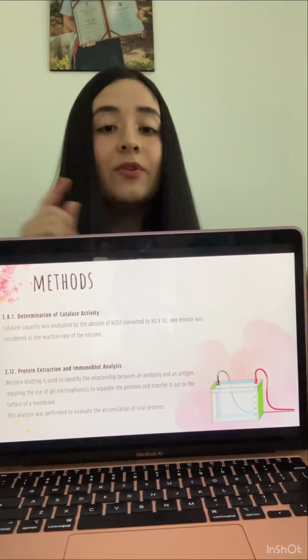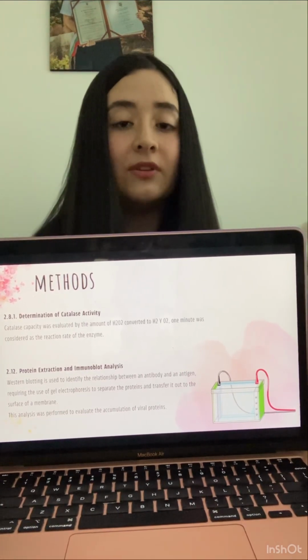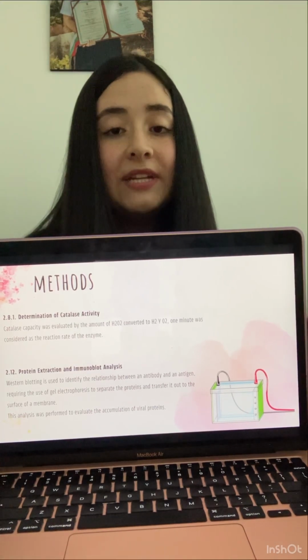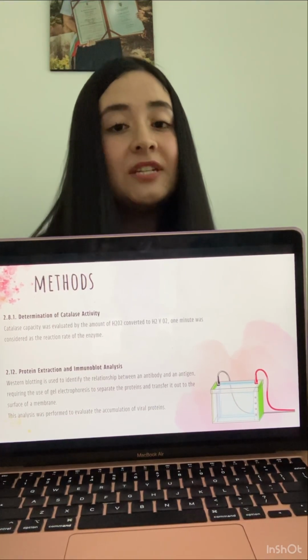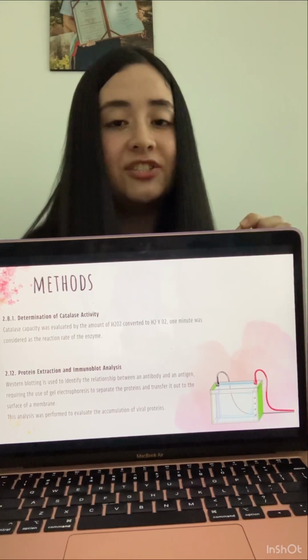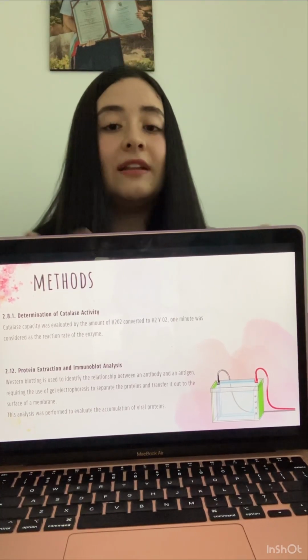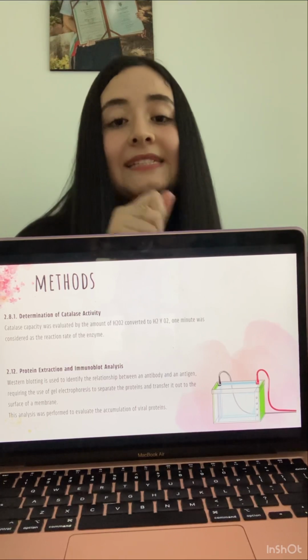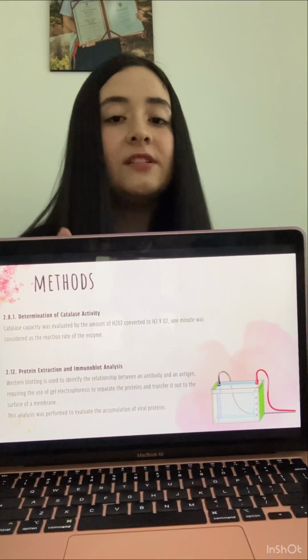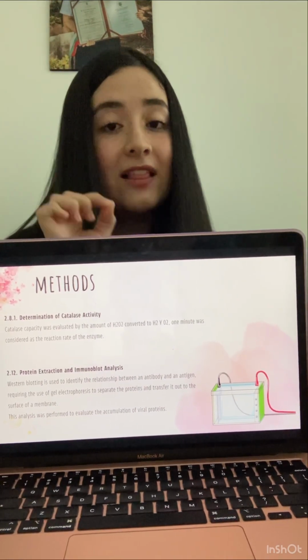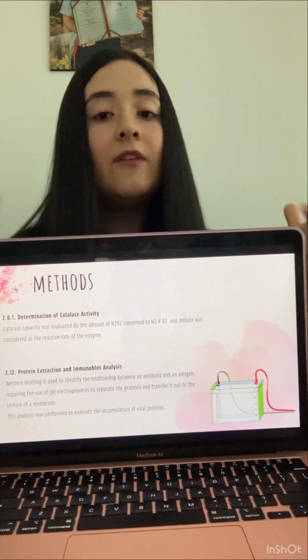Lastly, we have protein extraction and immunoblot analysis. Western blotting helps to identify the relationship between an antibody and an antigen, and requires the use of electrophoresis to separate proteins and transfer them to the surface of a membrane. This study allowed us to evaluate the accumulation of viral proteins.